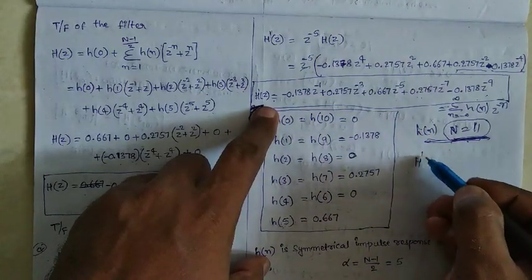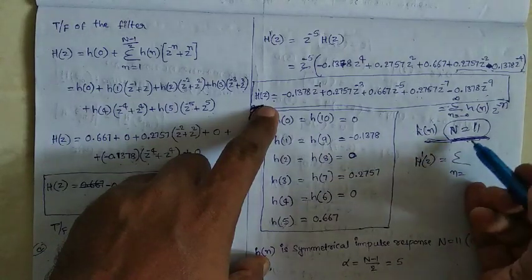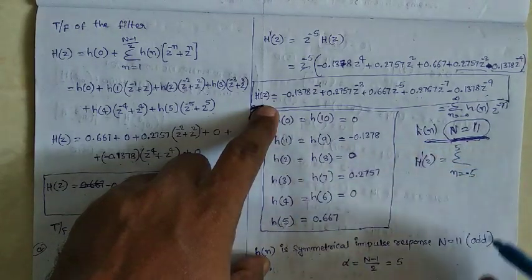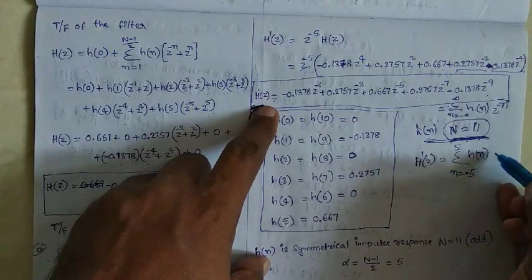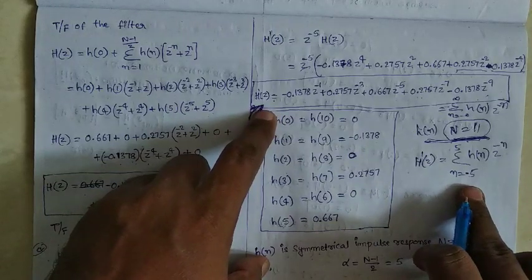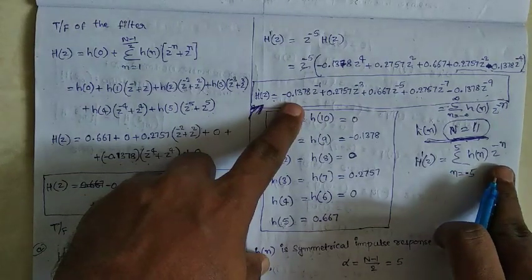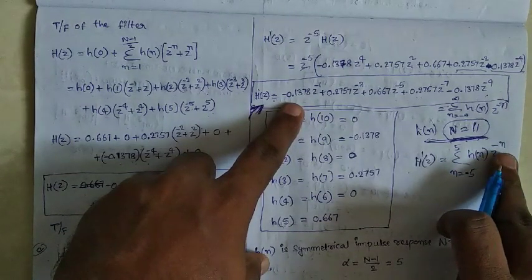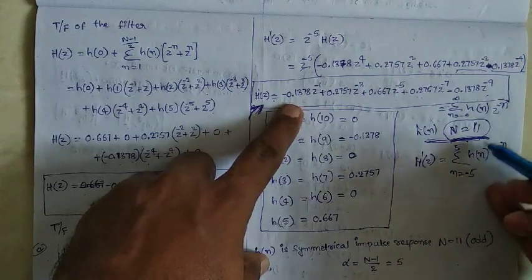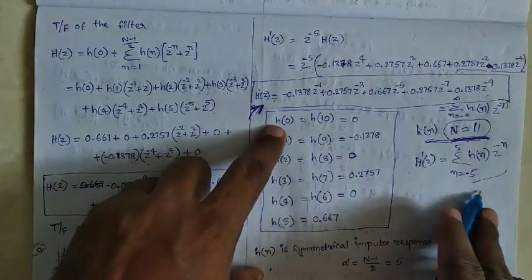Here h dash of z can be written as what? Summation n is equal to minus 5 to 5 h of n into z power minus n. Here now we are expanding this one, then comparing the coefficients of the powers of z. Now we are comparing this equation with this equation. From that we are determining the impulse response.